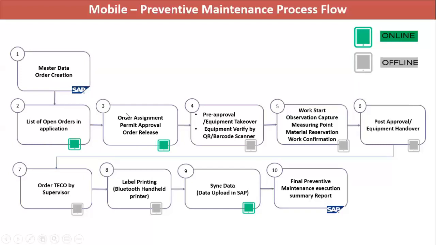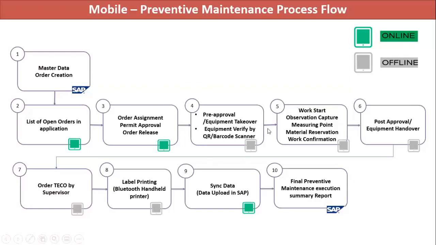Then there is an option where the user can do self-assignment, or if you have a scenario where the supervisor assigns the work to the technician, that provision is also available. Then you can approve the permit and release the work order directly in the field on the mobile application. In all these cases, it will capture real time data, like when you start the activity and when you complete the activity. Everything will be available, and an audit trail will be available for all the activities.